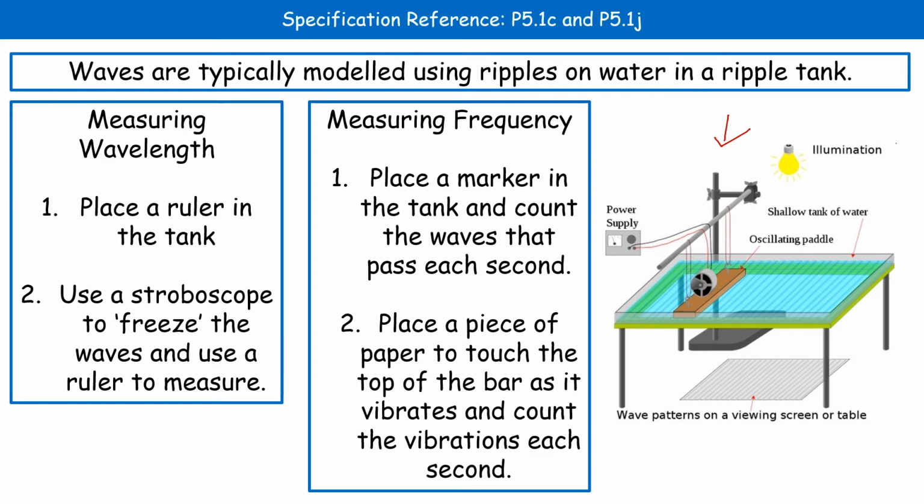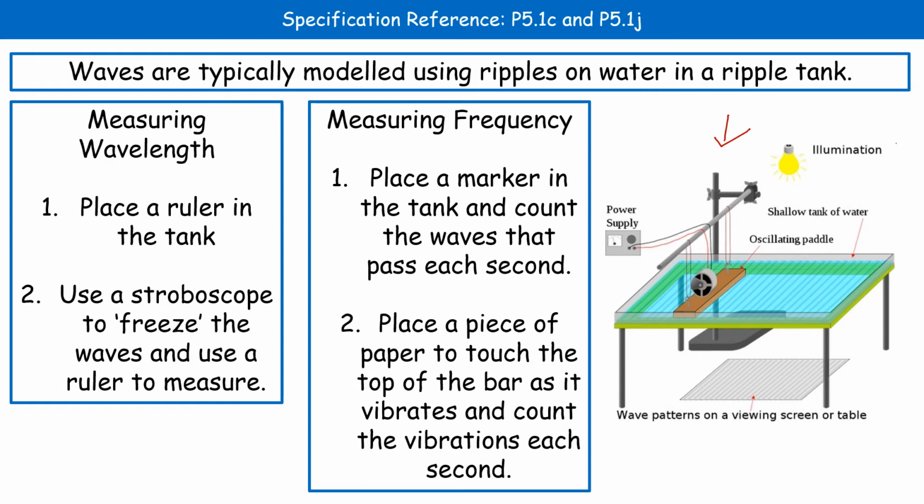Therefore, an improvement is we're going to use this bit of equipment called a stroboscope, which basically acts like a strobe light. So what we will then get is a frozen wave, and then we can measure it using a ruler, because it just stops the waves, or at least it appears to stop the wave, so that you can then get a more accurate measurement.